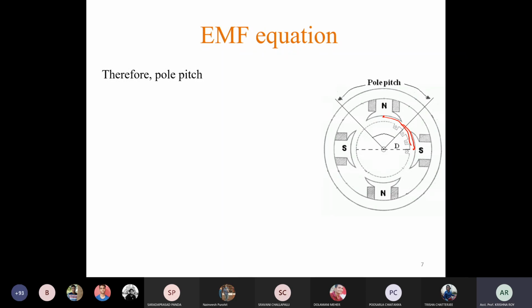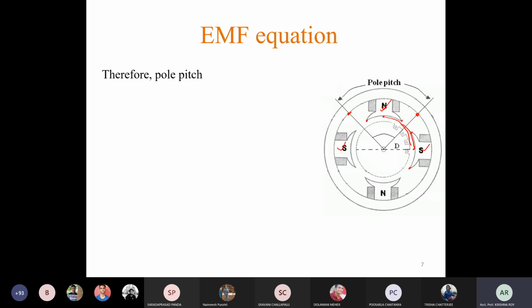Similarly, we can calculate this pole pitch from this point and this point, or from the central points of the magnetic zone. So from this point to this point, this is also two similar points between two adjacent poles. Here this north pole and this south pole are two adjacent poles, or this south pole and this north pole are two adjacent poles. So we have to consider two similar points of these two poles. That peripheral distance is called the pole pitch.